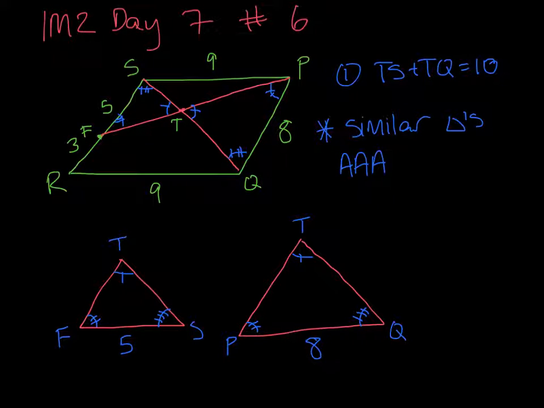So then what I'm going to do is label the sides I know. So I know FS and PQ. And now it's time for me to look at the parts of the triangle that I care about, which is ST, so right here, and TQ, which is here.